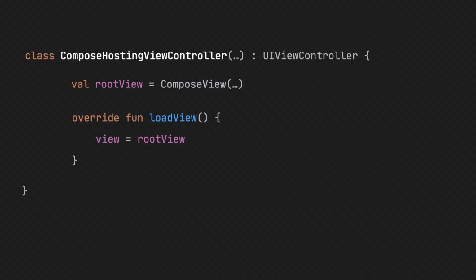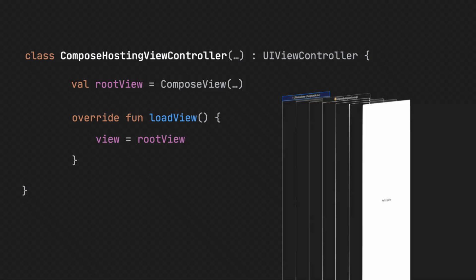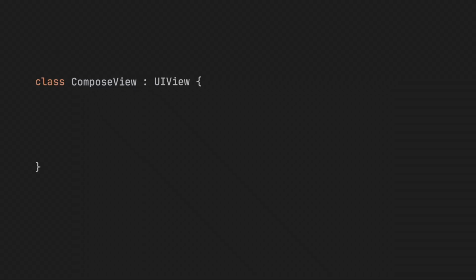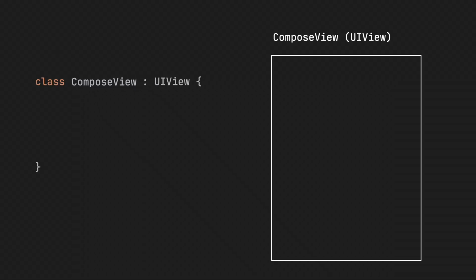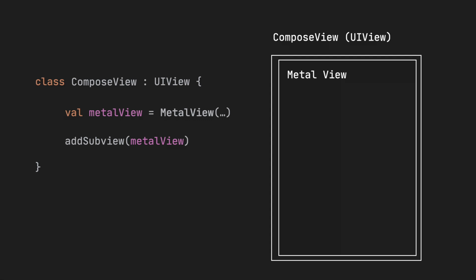And over here, I'm specifying this UI view to be the root. Now you could see that Compose view is added as a subview of this view controller. What Compose view does underneath the hood is that it creates something called a metal view, which it adds as a subview. This is where all the drawing happens using a library called Skia. This is where the surface gets drawn on.